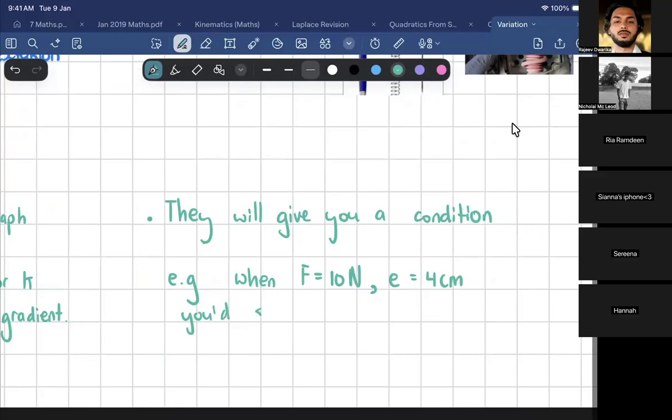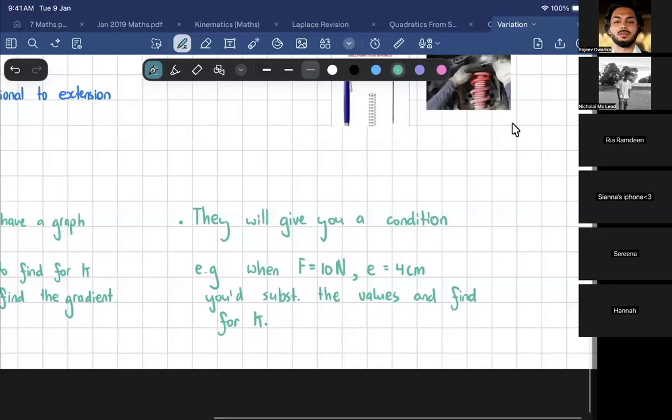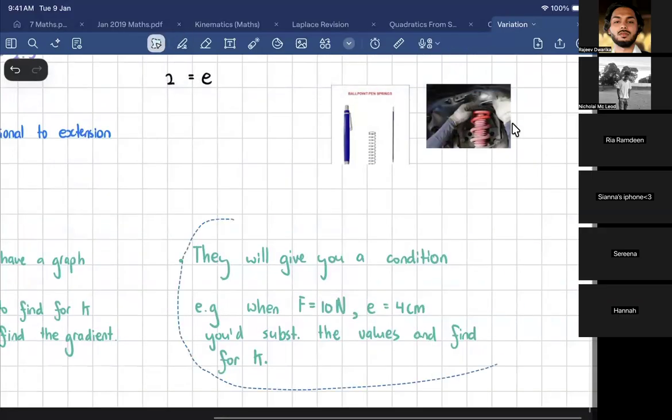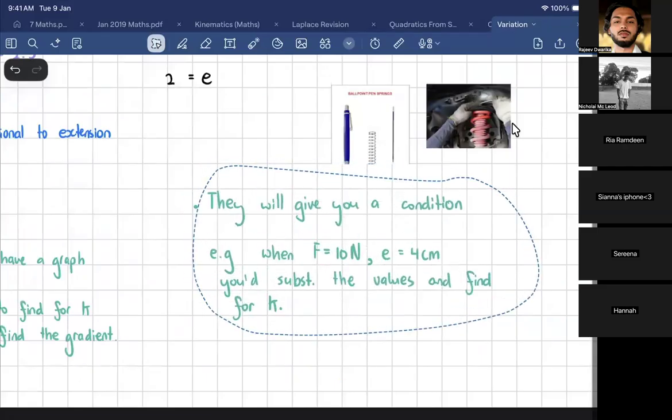From here, you'd substitute the given values and find for K. This is a more typical case. And let me give you a quick example of this so you understand where I'm coming from.